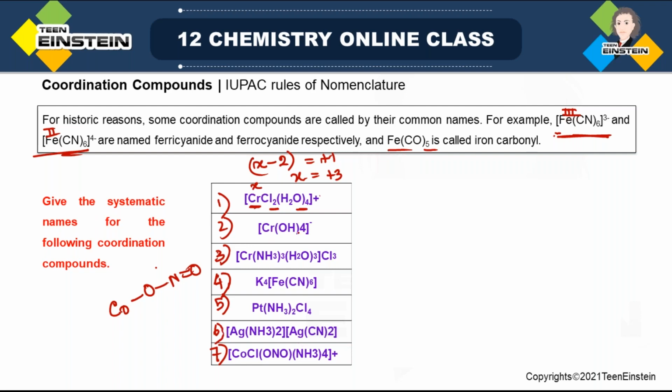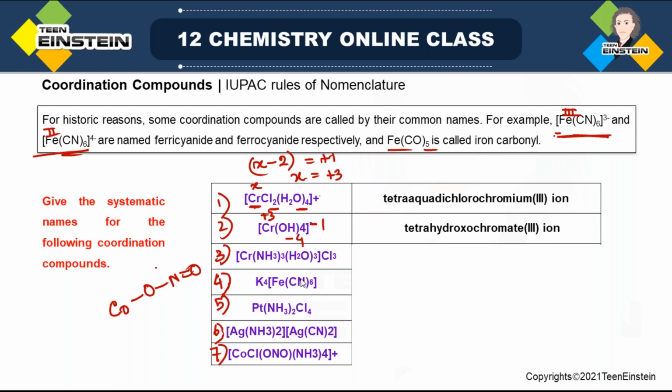Similarly, for the second complex, chromium, there is a -1 charge. That means 4 negative charges are coming from 4 hydroxo. So chromium must have a +3 charge, because then only 1 negative charge will be extra outside, right? So the name is, for the first one, tetraaqua, and then dichloro, because A comes first alphabetically compared to C. So tetraaqua, dichloro, then chromium. See, it is not chromate, it is simply chromium because it is part of the complex cation. Then the oxidation state, and you have to end the name with ion because it is carrying some charge, it is not neutral.